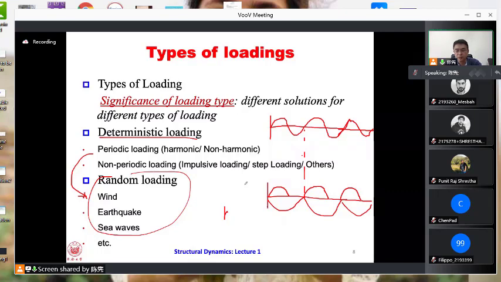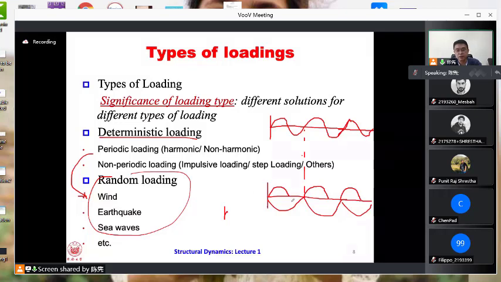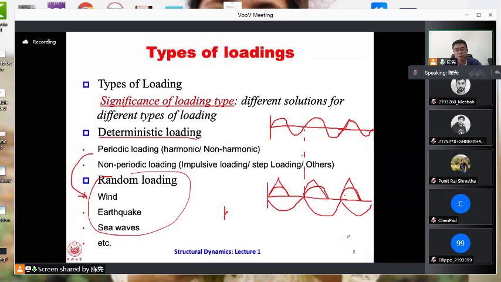So that is harmonic loading. Can anyone give me an example of non-harmonic but periodic loading? Let's say it's a half sine, so this is positive sine. Or it's a triangle. You can use a triangle here, triangle here, triangle here. So this is a periodic but non-harmonic one.